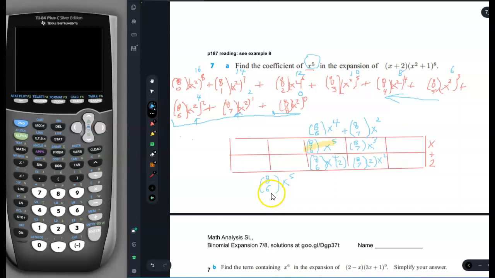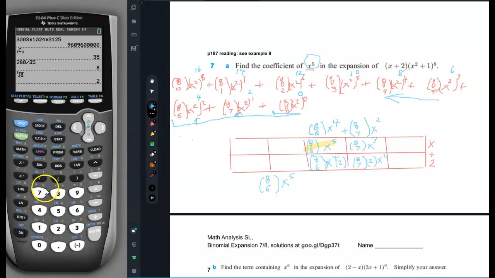So we just need to do 8 choose 6. So let's do that. Oh, and yeah, 8 choose 6. So it would be 8 choose 6. And it'd be 28. So our answer is 28. The coefficient is 28. All right.